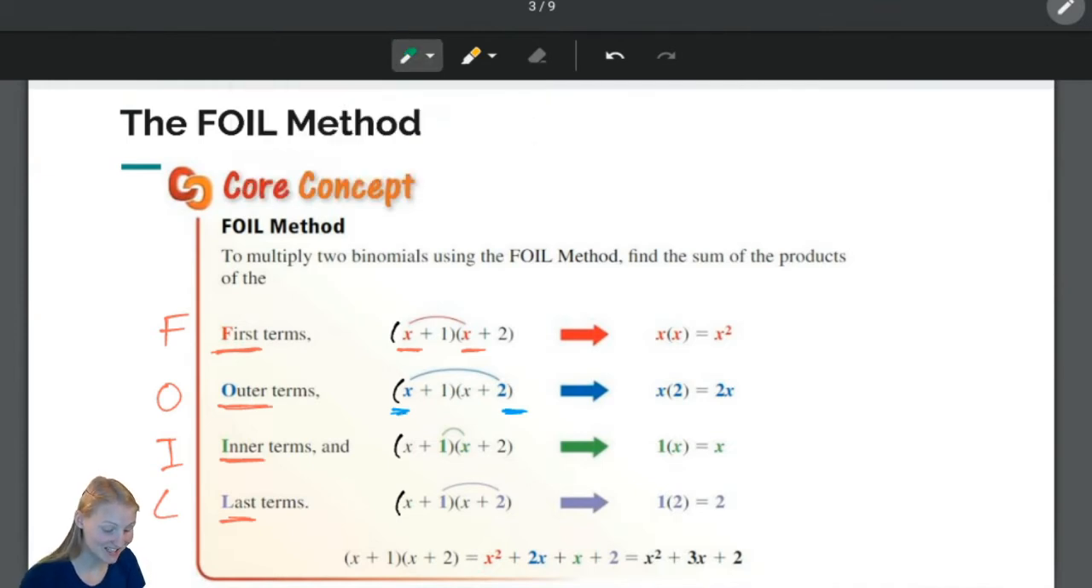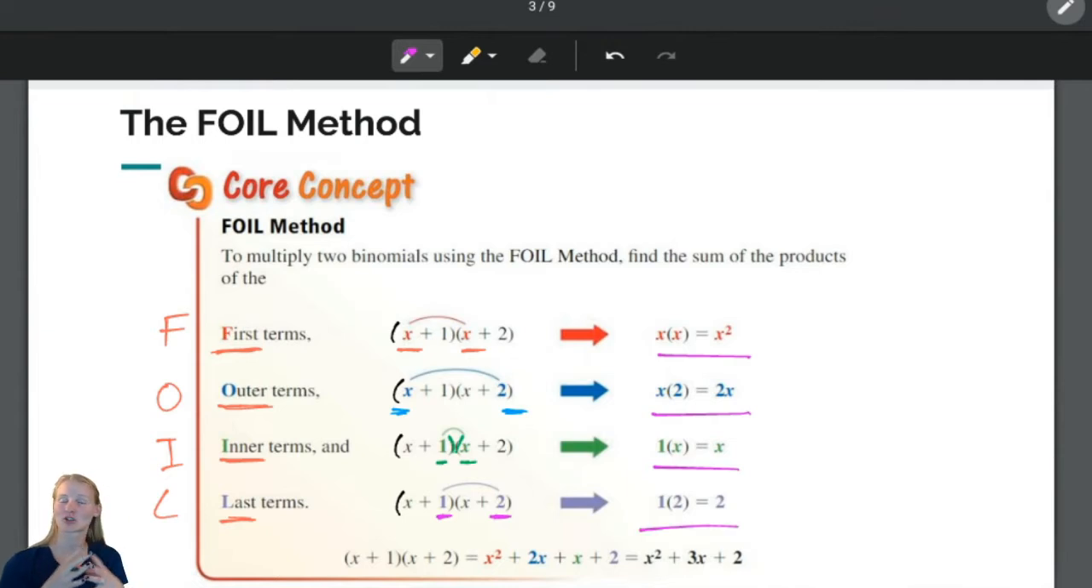When they say inside, they're talking about the two terms right together on the inside of the parentheses. And when they say last, they're talking about the two last terms in each of the binomials. So the 1 is last in this binomial, and the 2 is last in this binomial. So what you do is you multiply the firsts together, you multiply the outers together, the inners together, and the last terms together, and then you add all of them up, and you get your answer.